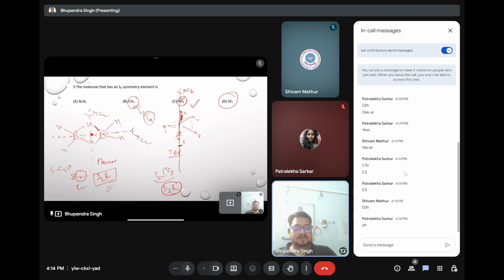Yes, this is octahedral. But the question asks for the molecule that has an S6 axis. So now you know the point group of each molecule. Now try to give the answer. Try to find out the answer.